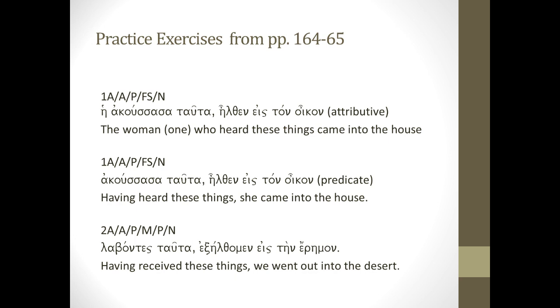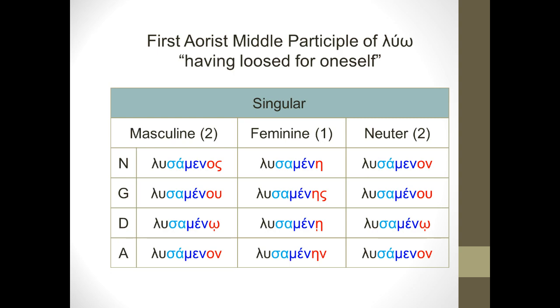Now, just as you learned a separate set of middle and a separate set of passive endings for the aorist verb, there are also separate sets of endings for the aorist participle, both in the middle and in the passive. On your screen, you see the aorist middle participle.